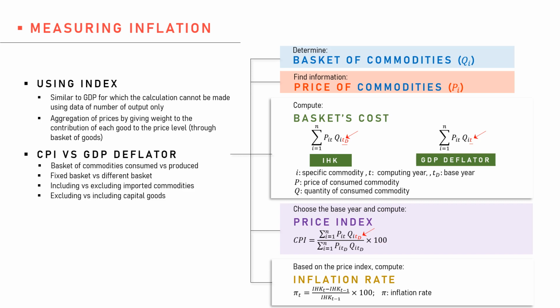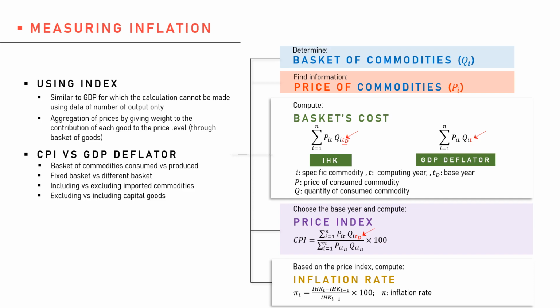On the contrary, capital goods are included in the GDP deflator, but it is excluded in the CPI since capital expenditure are in the investment category, not consumption. Because of these differences, CPI and GDP deflator will be different in calculating inflation if there is a significant change in price of imported goods or price of capital goods.